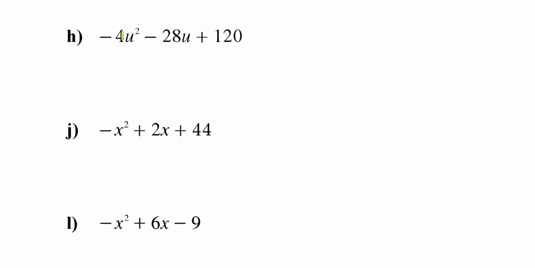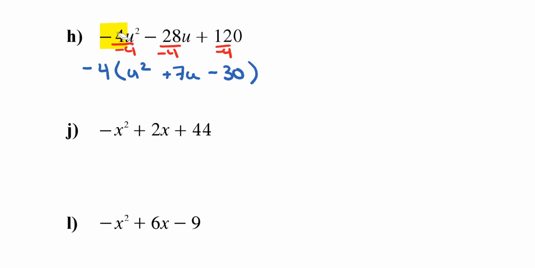All right, for letter H, there's a -4 there, so let me factor out the -4. Let's go ahead and divide every single term by -4. If I do that, I will get a positive u squared, a positive 7u, and 120 divided by -4 is actually -30. All right, so that's step number 1. You want to factor out the greatest common factor. So make sure you know that skill very well by doing some of the homework questions from the earlier sections. And after that, you want to factor this trinomial right here.